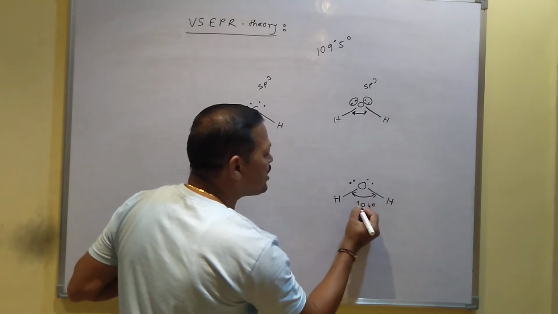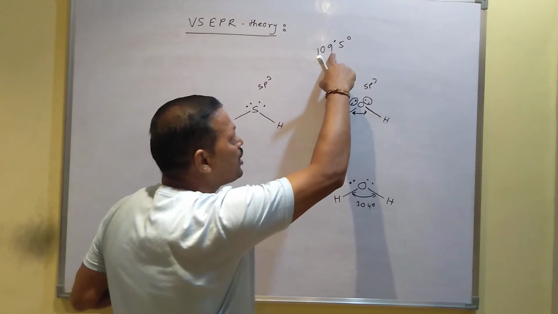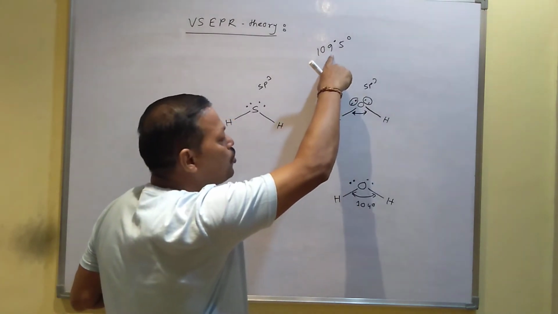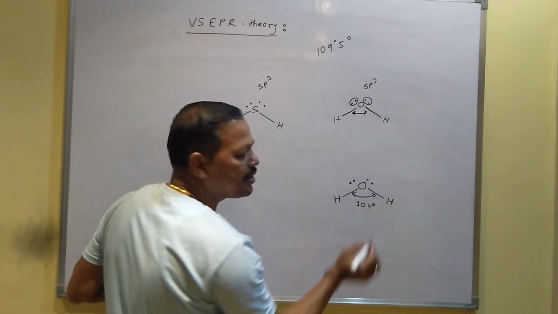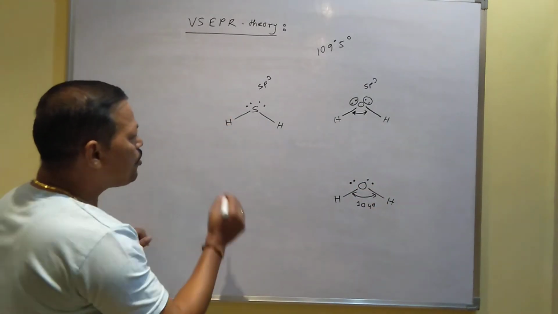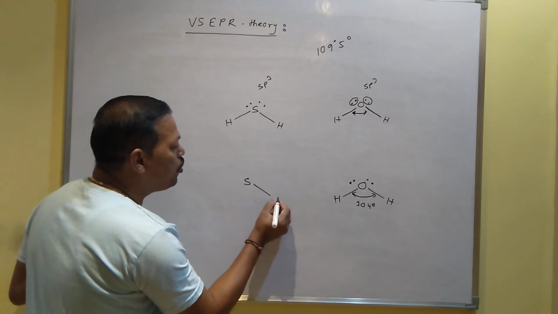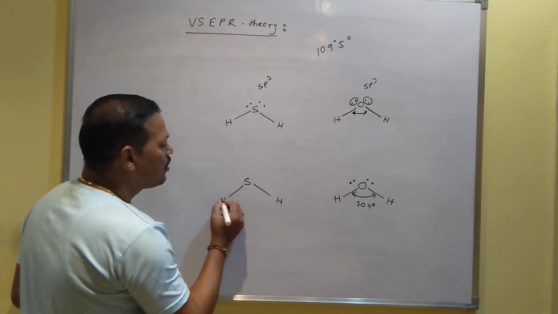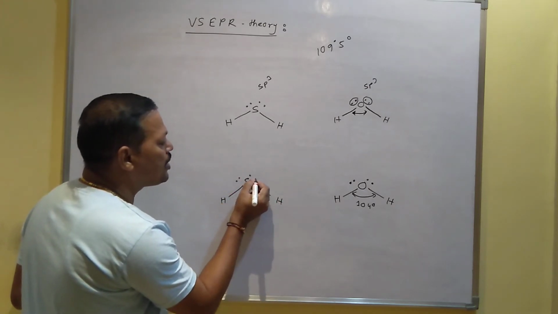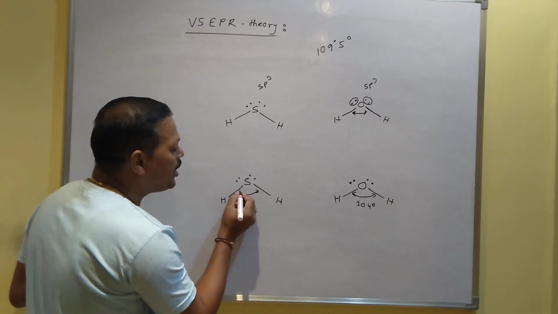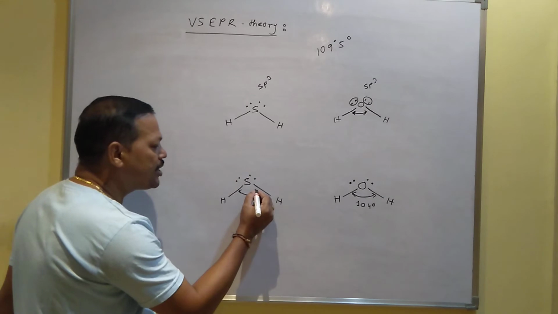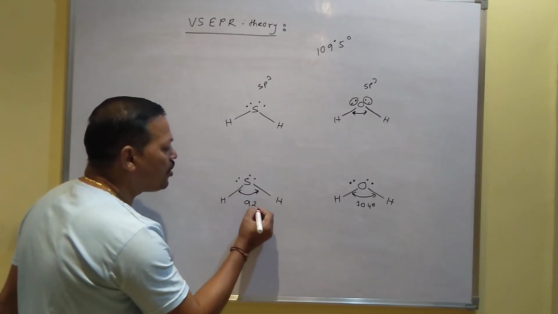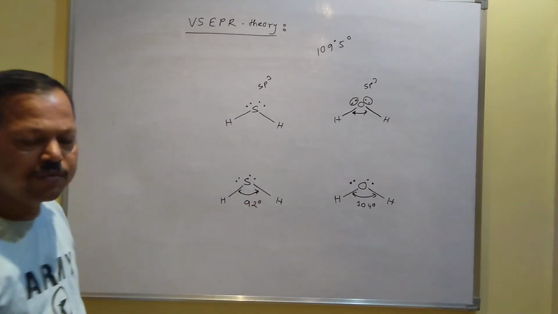Normally in water the bond angle is found to be 104 degrees. I mean, how much less than 109? Actually it should be 109, but due to lone pair repulsion it becomes 104 degrees, so 5 degrees less here. In the case of H2S also, due to lone pair repulsion, the bond angle decreases from 109.5 degrees, and experimentally it is found that the bond angle is only 92 degrees.